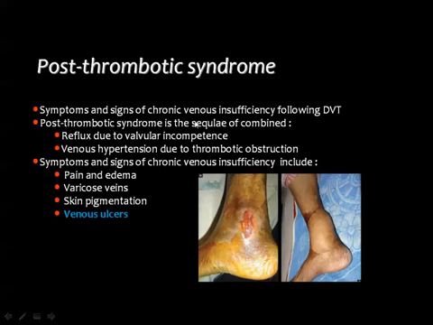This syndrome is the sequelae of reflux due to valvular incompetence and venous hypertension due to thrombotic occlusion. The symptoms and signs include pain and edema, varicose veins, skin pigmentation, and this very resilient issue, which is venous ulcer.